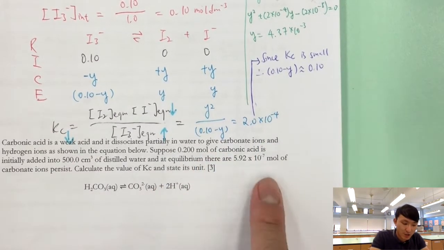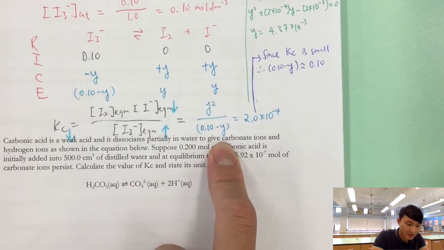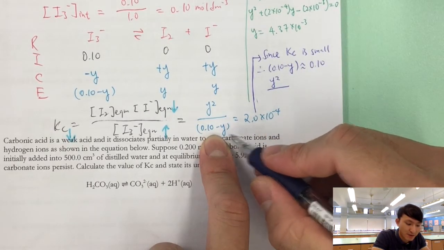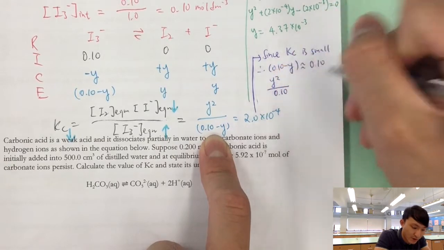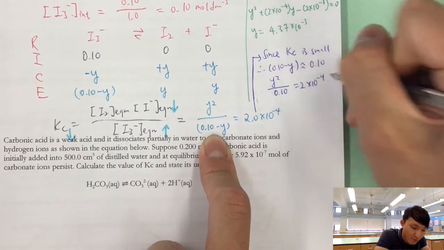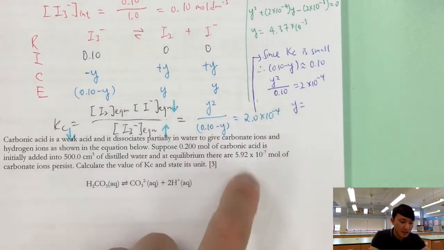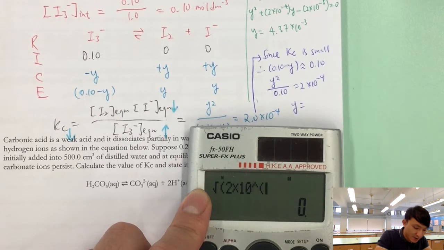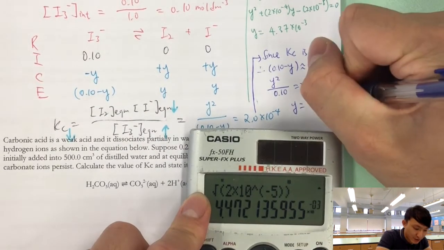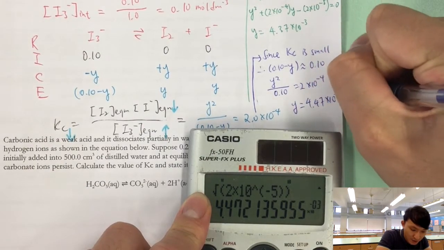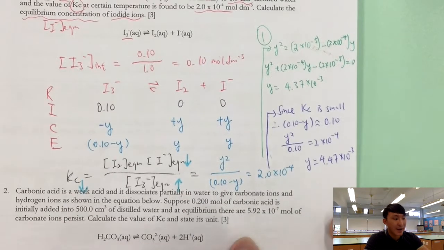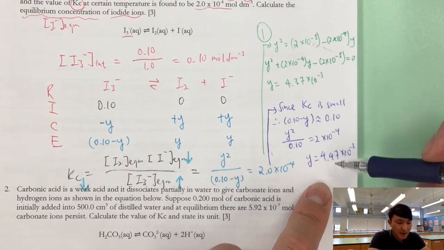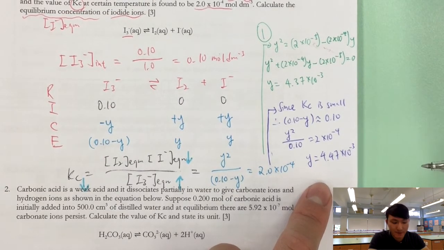Now, after we make the assumption, the equation will be much simplified. We will have y squared over 0.1 equals 2 times 10 to the power negative 4. Then you can easily type it into your calculator: square root of 2 times 10 to the power negative 5, and you register this one. Now you can compare. Actually, these two numbers are very close to one another. They just differ from each other by 0.1 times 10 to the power negative 3.